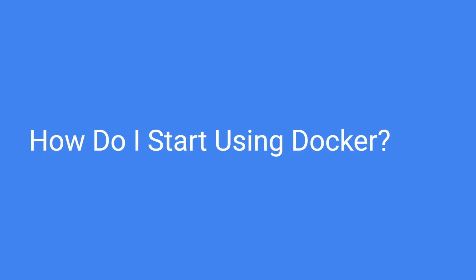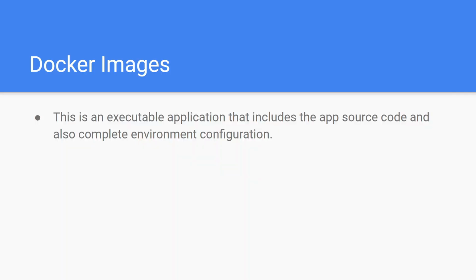So how exactly do you use Docker? You know what Docker is: it's an app that houses containers. It's like a big database. And we now know that a container is like a box that has everything we need to run our code: the runtime, the dependencies, the version, the tags, everything. So how do you now use Docker? The first part is to know that we have what we call Docker images. A Docker image is like an executable application that includes the app source code and also the complete configuration environment.